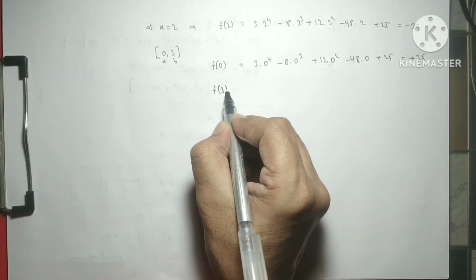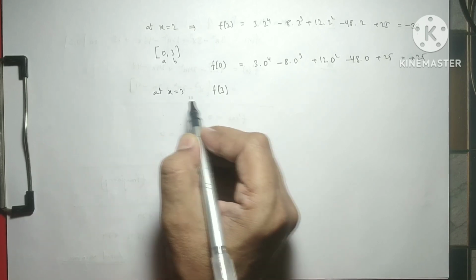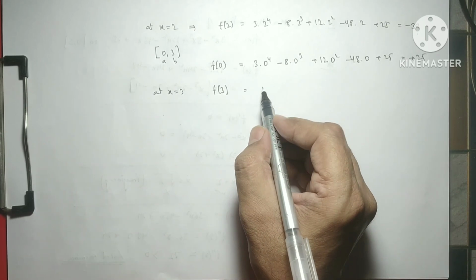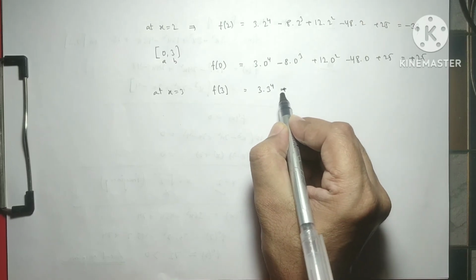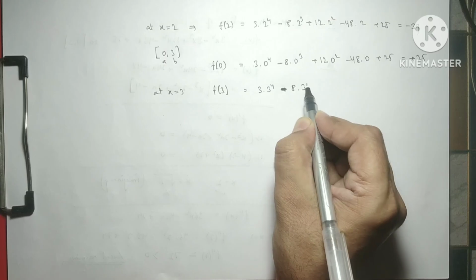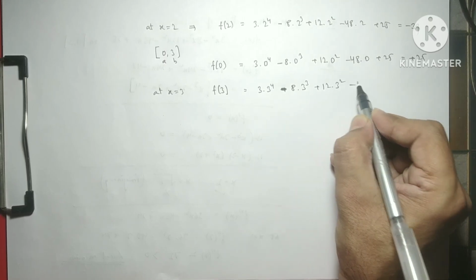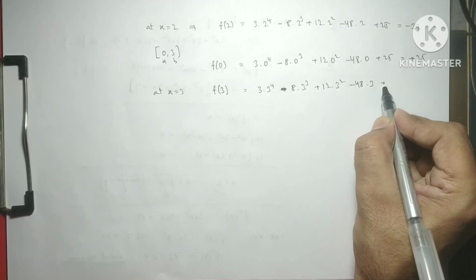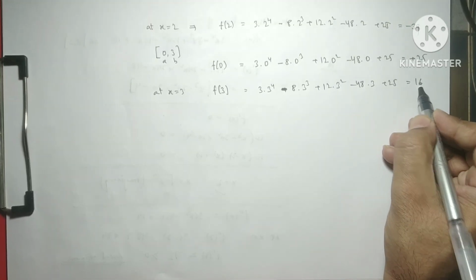So at x equals to 3, there will be 3 into 3^4 - 8 into 3^3 + 12 into 3^2 - 48 into 3 + 25. So on solving this we get 16.